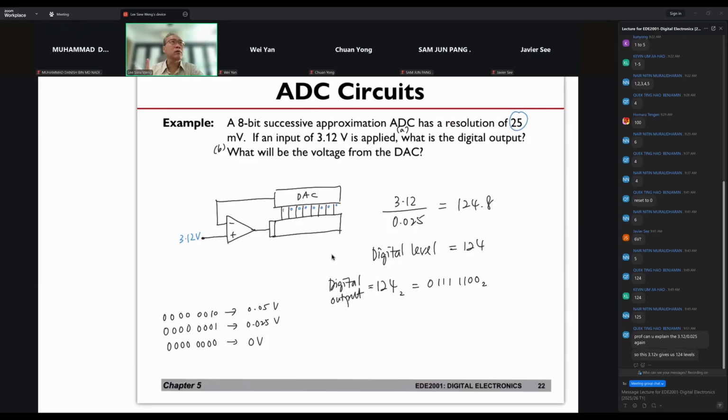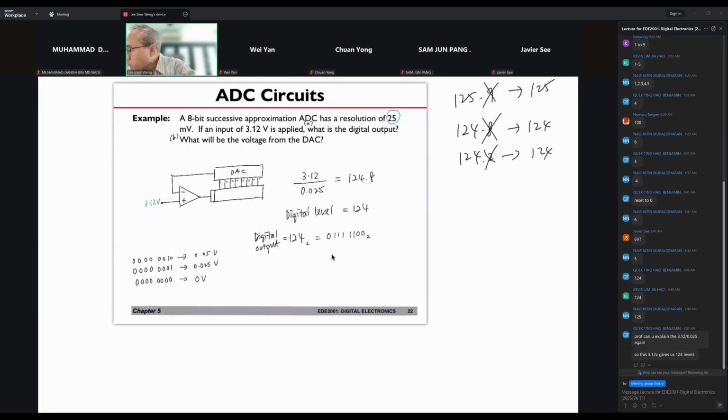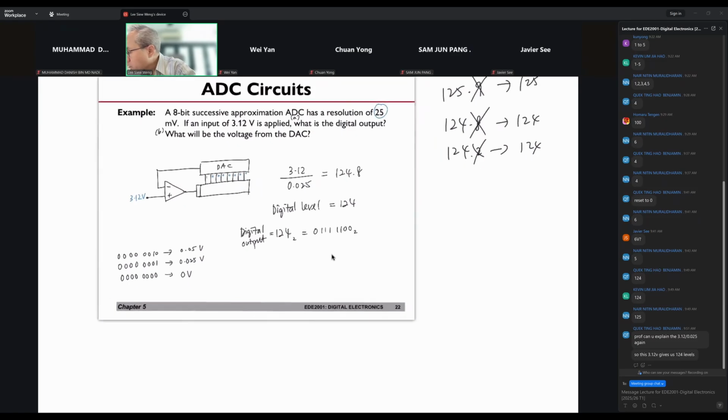3.12 divided by 0.025, which level will you be at? Maybe I draw it out. So 3.12 volt will be where? Based on the digital level, go to 123, 124, 125. So the voltage will be somewhere here. Let's say the analog voltage at that point is maybe somewhere here. This is your 3.12 volt.